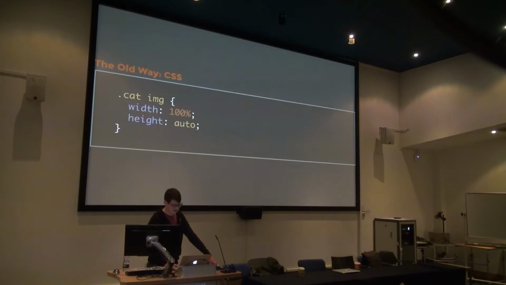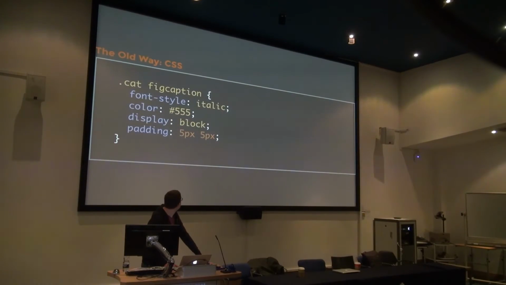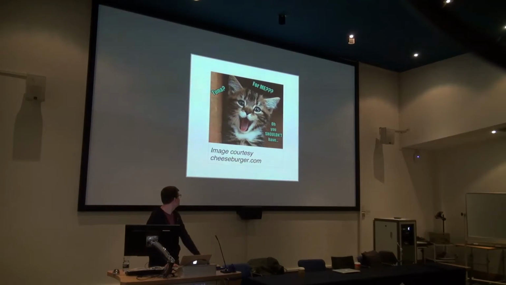Then I'll style the image. I'm forcing it to be 100% wide, so it always fills the container, and then setting the height to auto, which will keep the aspect ratio of the image. Then just some classic figcaption styling: italics, a bit of gray, and a nice bit of padding. And then we end up with this guy.